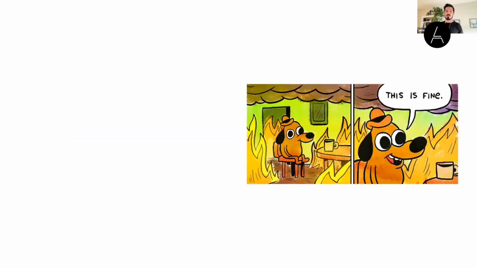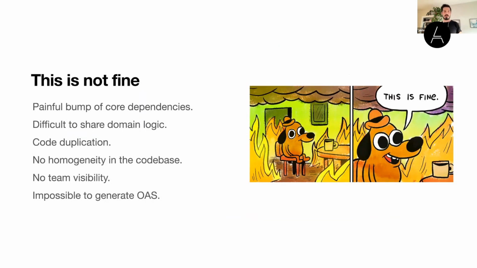It was really, really painful to bump a core dependency. For example, we had a database client, and we were using that database client in most of our API services. So if we worked on a bump of that database client and we wanted to update all of our microservices, that was so painful to go one by one, updating them and releasing new versions.